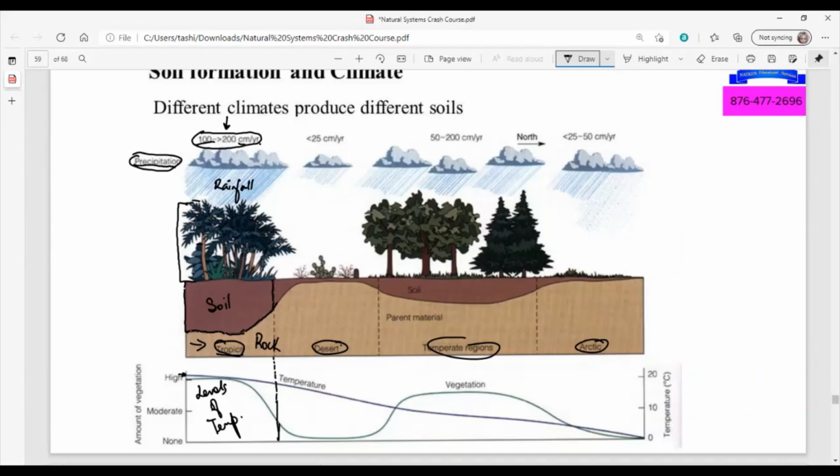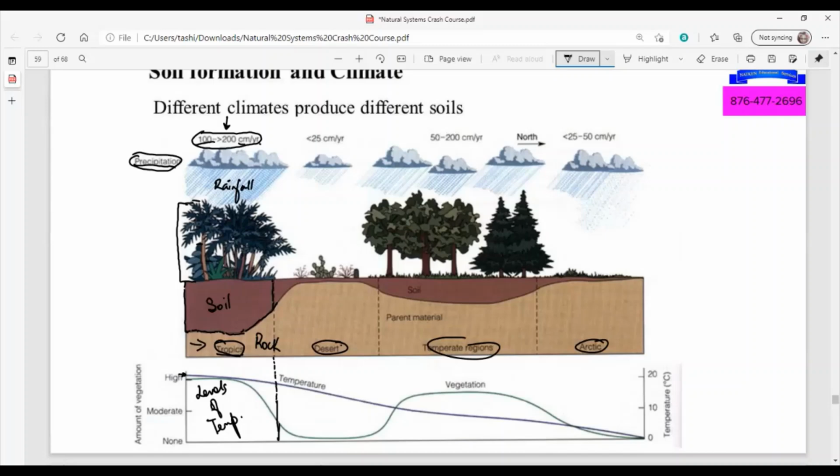Because we have so many plants as well, lots of leaves would fall off, and then all of those would decompose, and then you have a very, very nice top layer with very, very fertile soil that can grow almost anything. Do you understand now the variation? So then we go over to the desert areas.